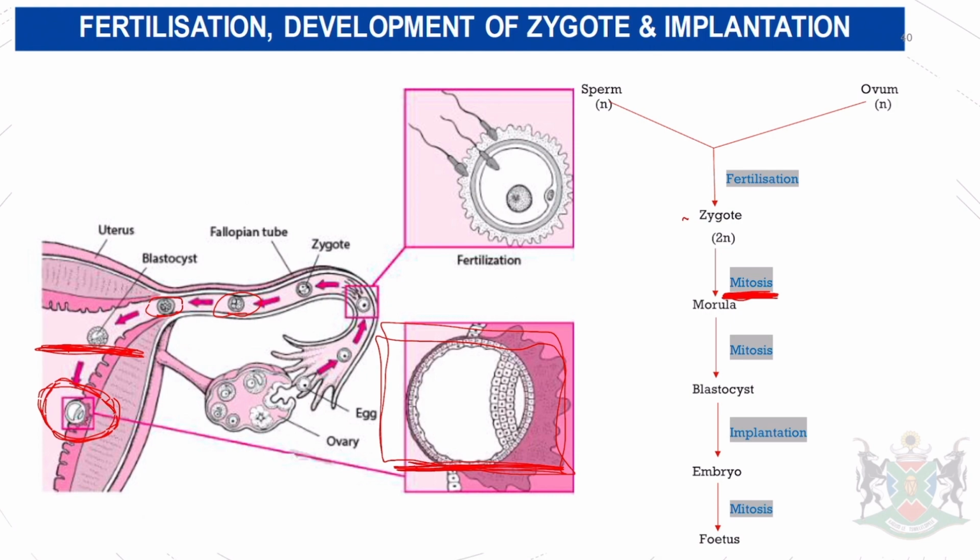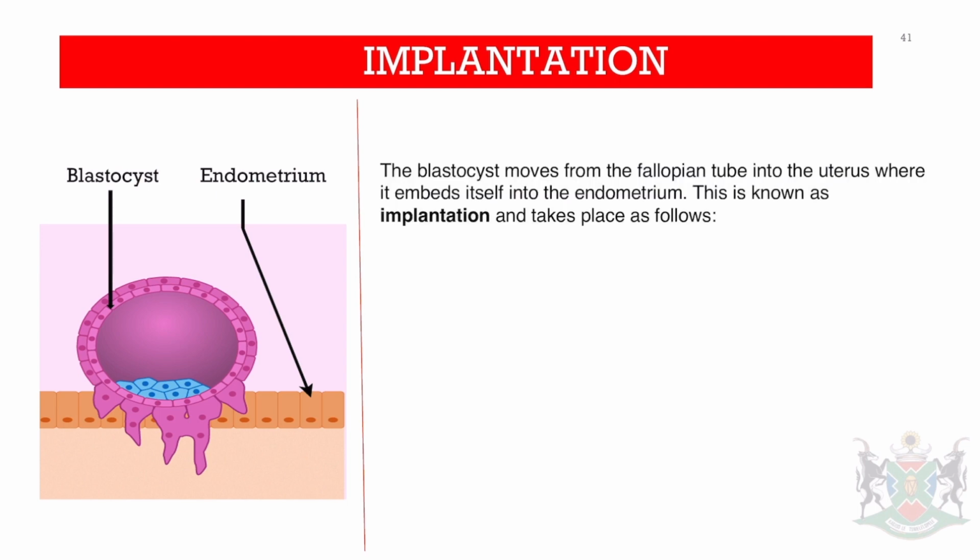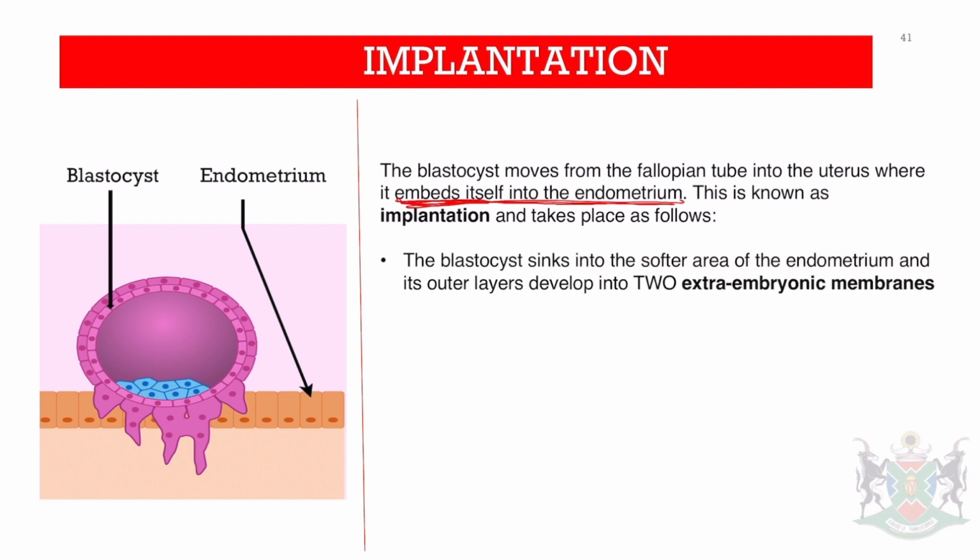Now, from here, we are going to be looking at implantation specifically. When we speak about implantation, the blastocyst moves from the fallopian tubes to the uterus, where it embeds or buries itself in the endometrium. This is called implantation. It takes place as follows. The blastocyst sinks into the softer area of the endometrium, and the outer layer of the blastocyst forms two extra-embryonic membranes.